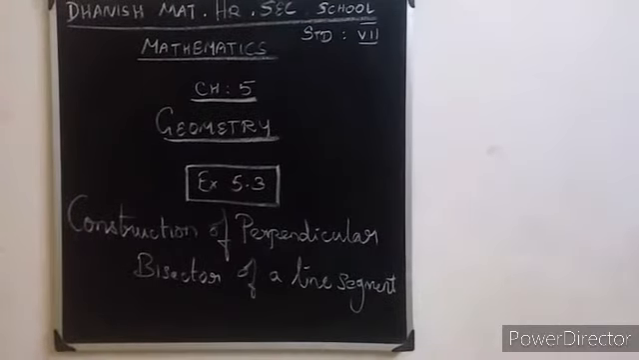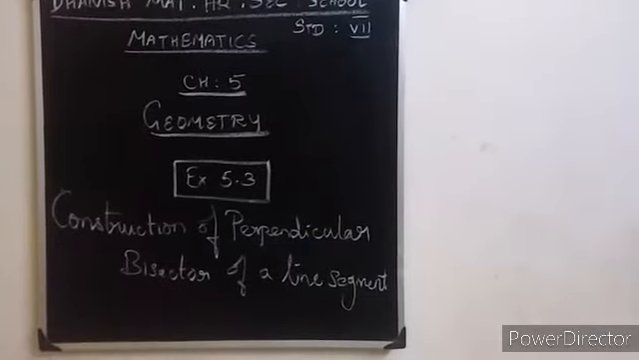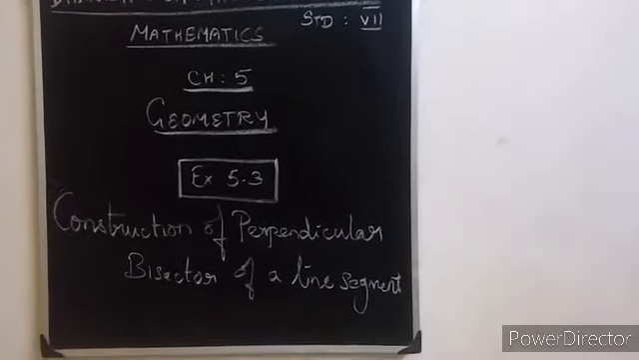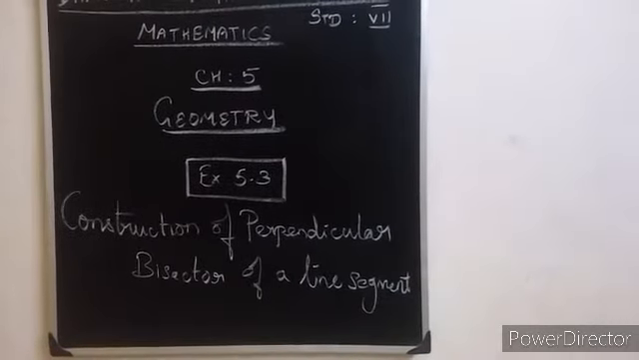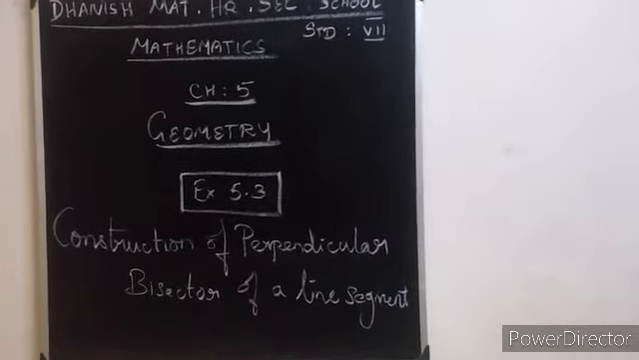Students, today we are going to see chapter 5 geometry. In that, exercise 5.3 is your practical geometry. We are going to construct a perpendicular bisector of a line segment.